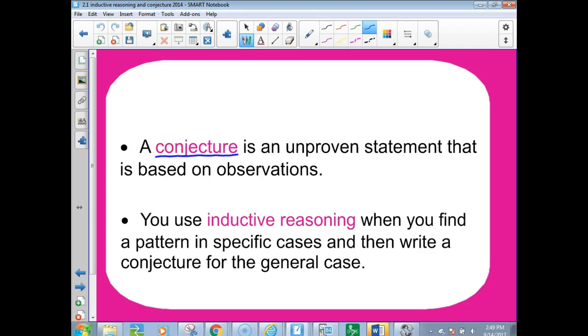A conjecture is an unproven statement that is based on observations. So, for example, if you see something happening, you might assume something based on what you see. It looks like you're seeing a pattern. You use inductive reasoning when you find a pattern in specific cases and then write a conjecture for a general case. A conjecture may or may not be true.